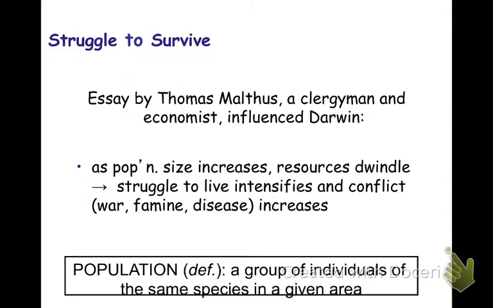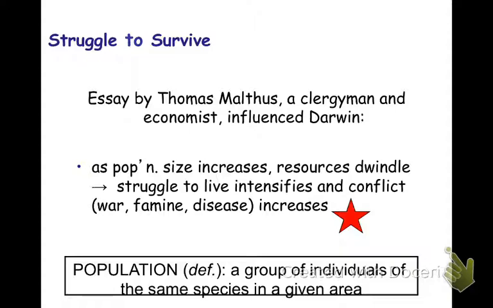Now, another scientist, or rather we would say economist, who influenced Darwin's thinking was Malthus. Thomas Malthus was a clergyman and an economist. What he said was, as the population size increases, resources dwindle and the struggle to live intensifies. This increases conflict. There is war, famine, and disease. Basically, he was saying that we are our own enemy.